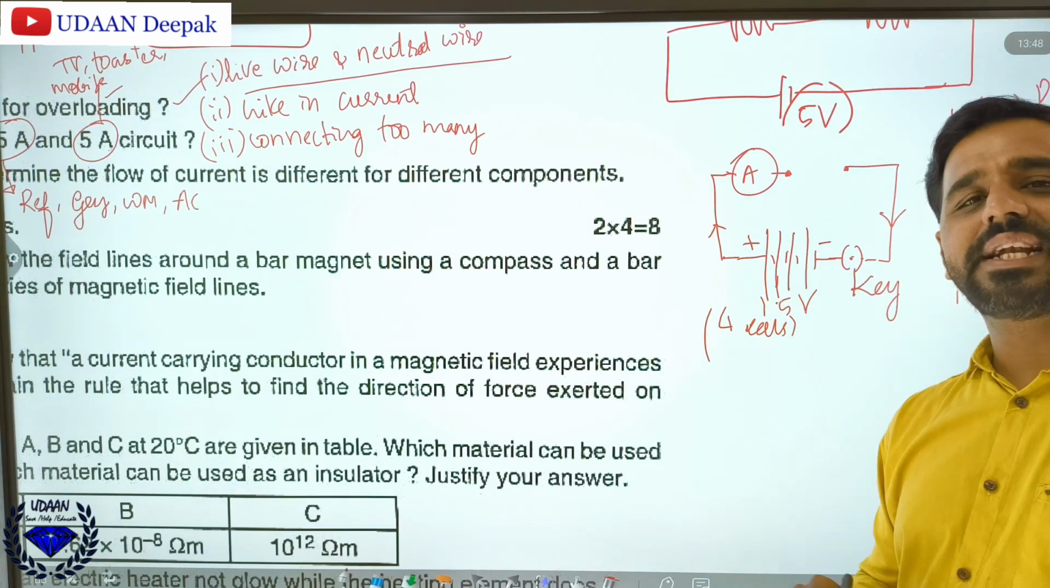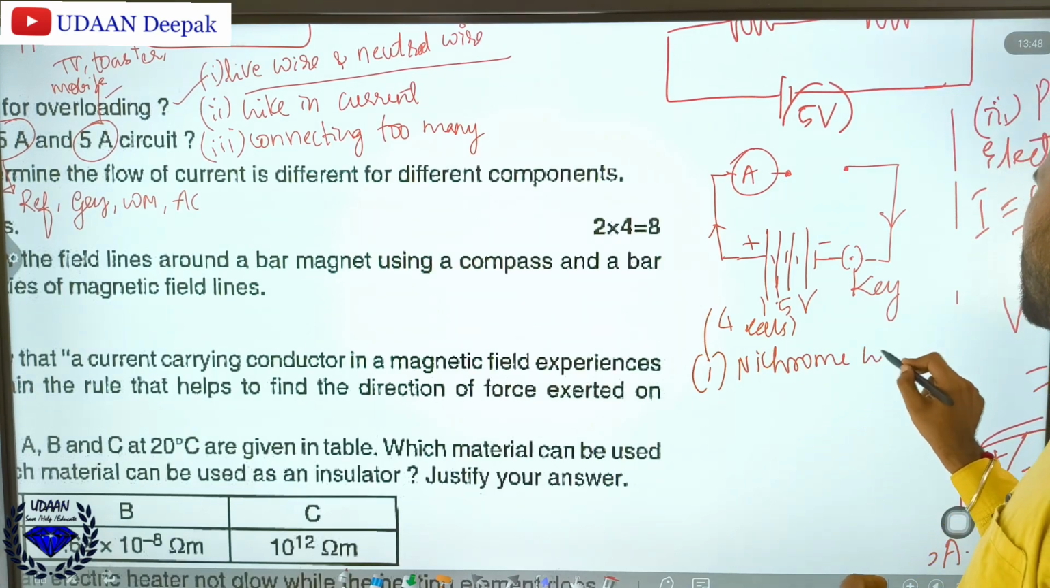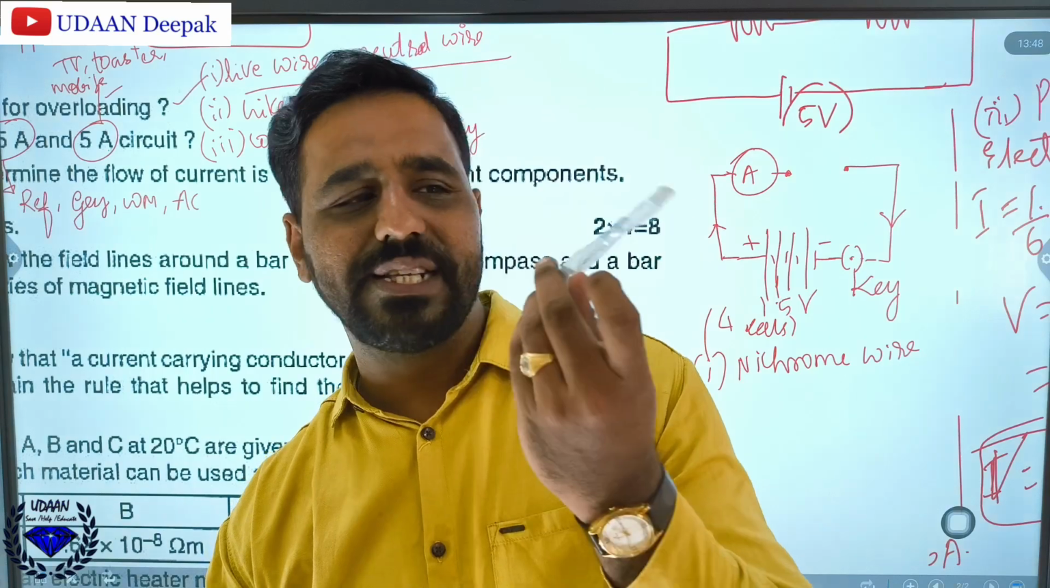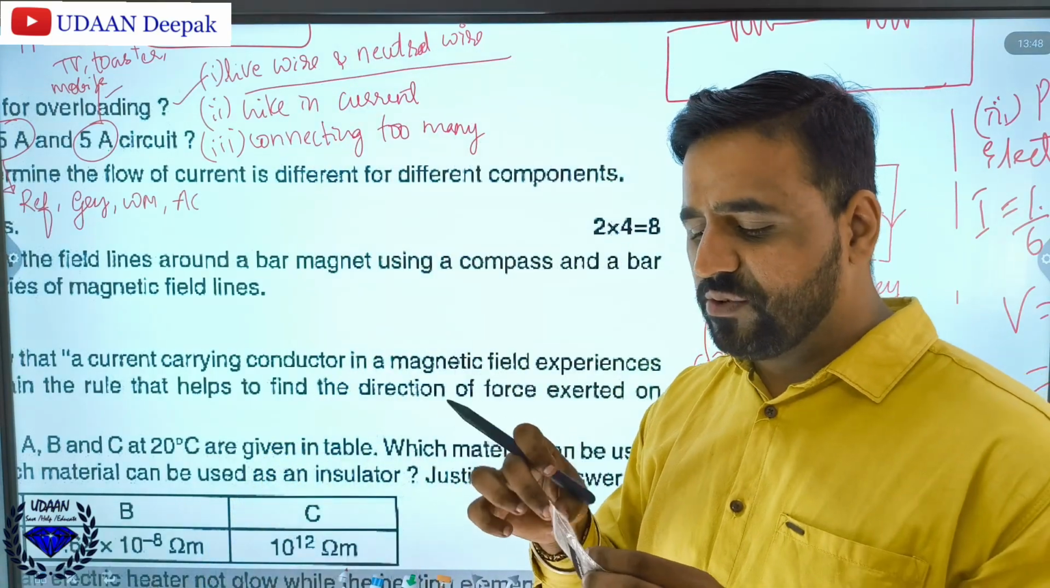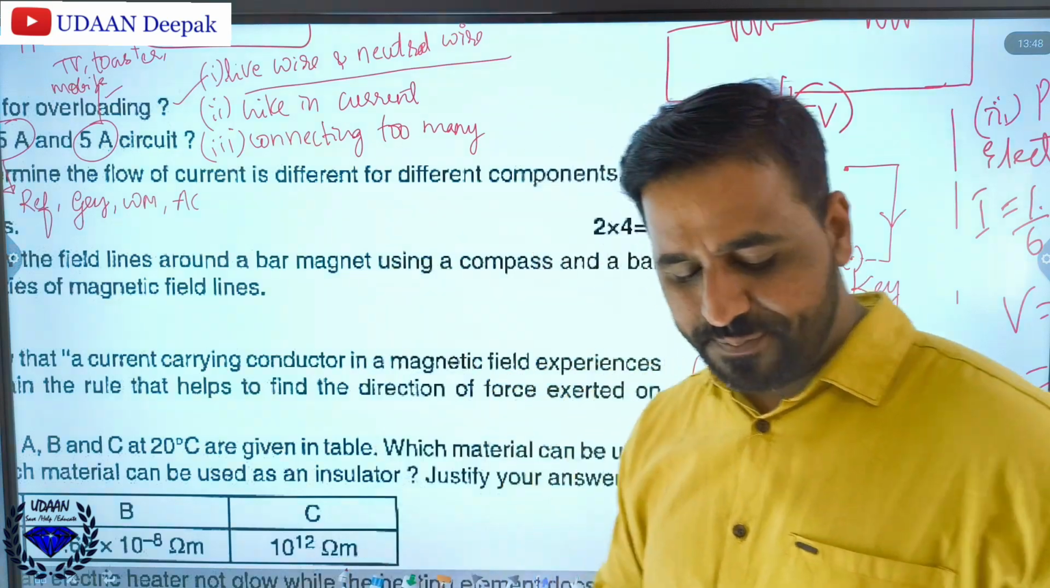Then you should take 3 different things here. First, you should take a nichrome wire. So you know that this is a nichrome wire. I'll just take it out. You can find this is a nichrome wire. It is silver in color.